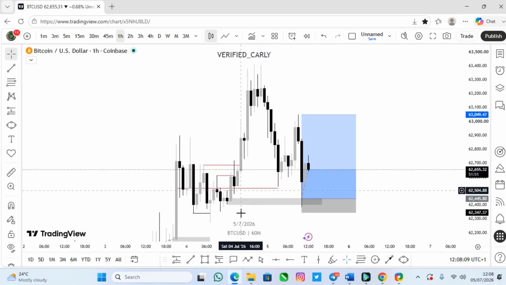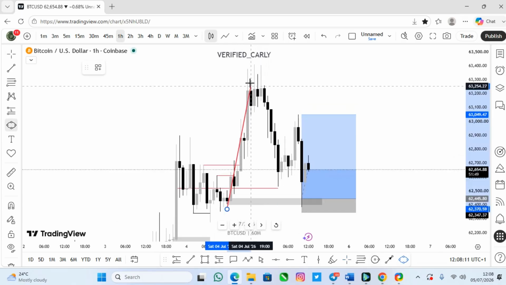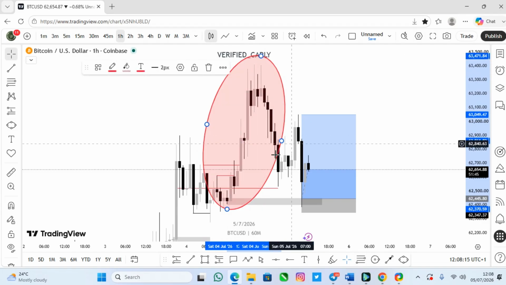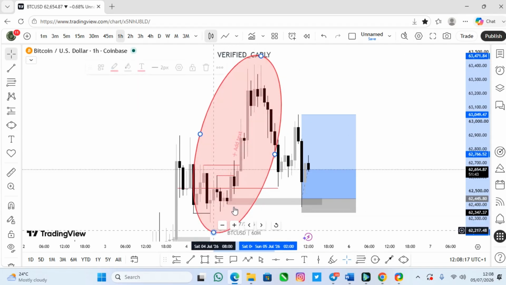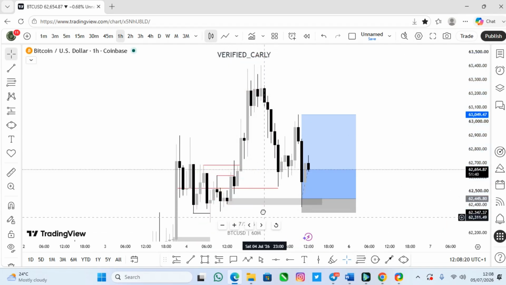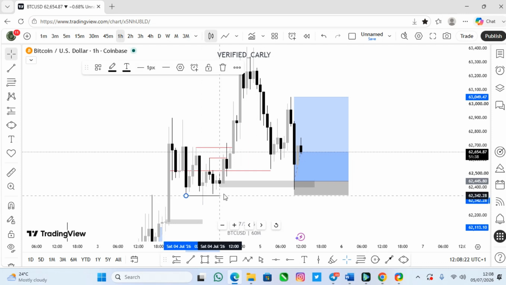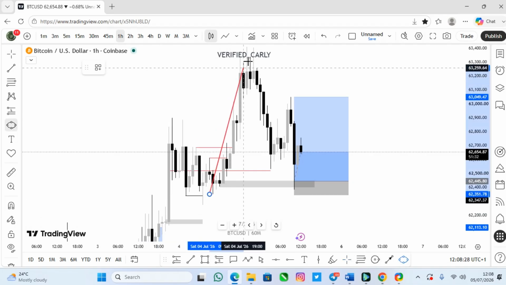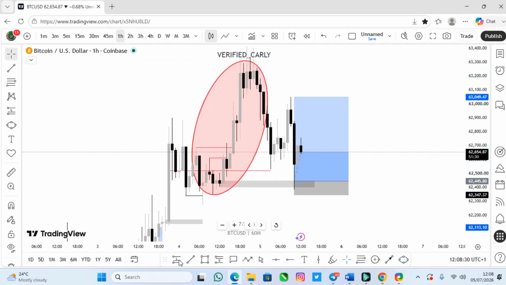So clearly now we can see that we have a displacement right here, and this kind of trade is going to confuse most of you. You can see we have a strong displacement right here. Firstly, price swept liquidity. This right here is a sweep of liquidity, before price expanded to the upside. You can see this expansion.